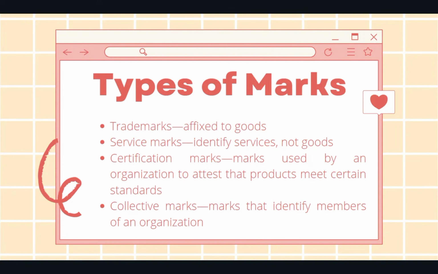The following are the types of marks. First is the trademark, affixed to goods. Next is the service mark. It identifies services, not goods. The third one is certification marks. These are used by an organization to attest that products meet certain standards. And lastly, collective marks. These are marks that identify members of an organization.